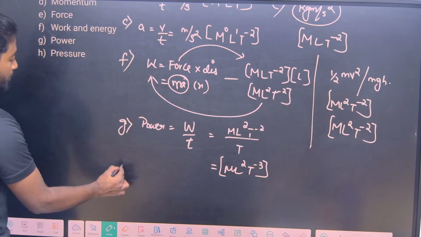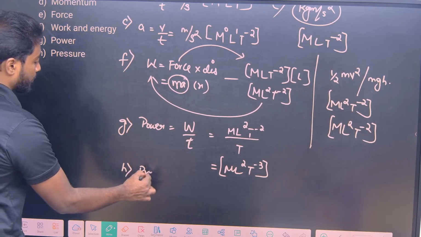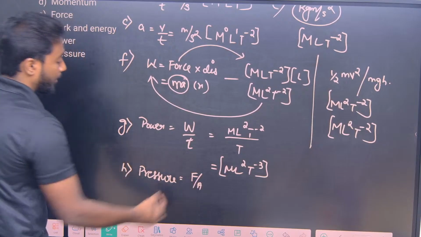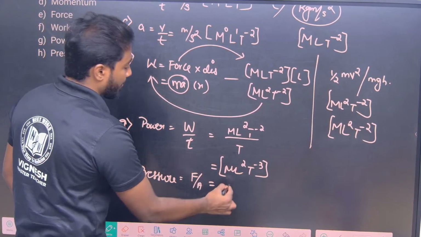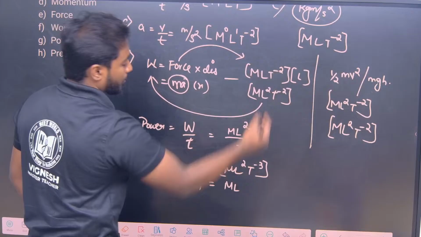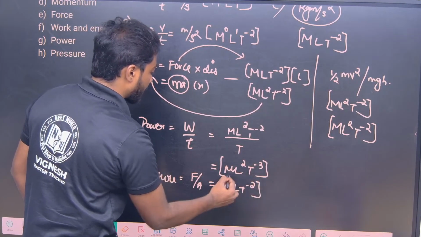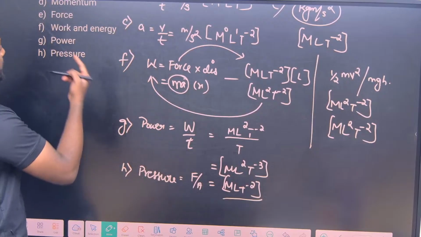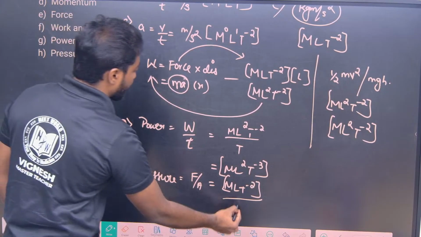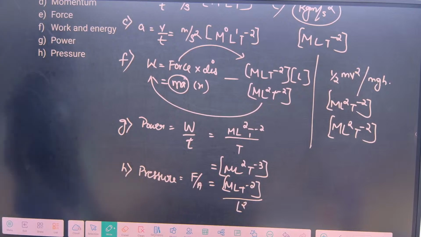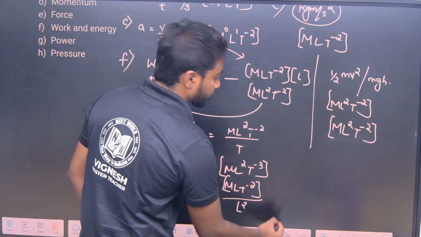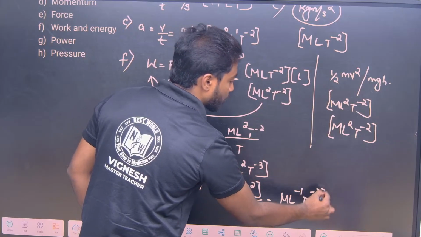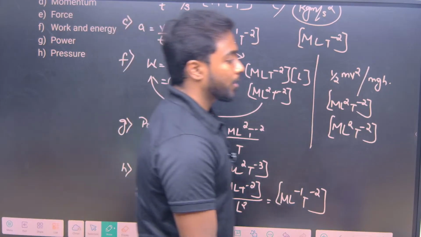Then pressure. Pressure is nothing but force per unit area, which is force we got, m L T power minus 2, and when we talk about the area, it is L square, right? So m L power minus 1 T power minus 2 is the answer. You can take a note of this.